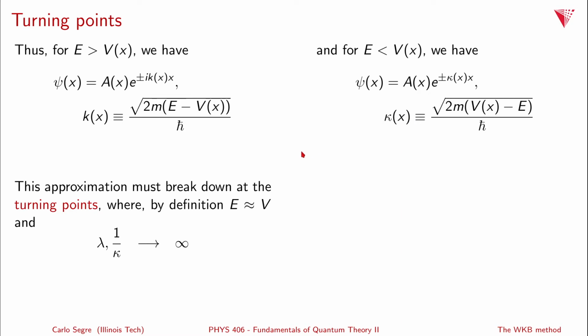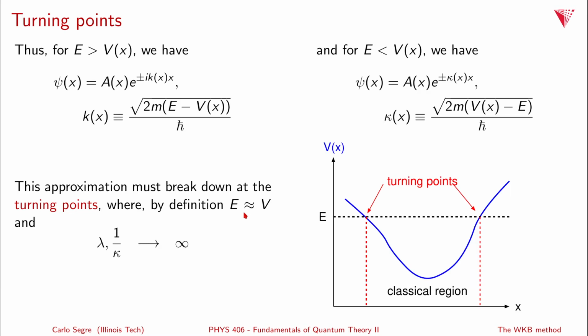We know that this approximation, the WKB approximation, must break down by definition at the turning points, because at the turning points, E is approximately equal to V. So then lambda and 1 over kappa go to infinity, right? Because now the difference between E and V is very small. And so those are called the turning points.